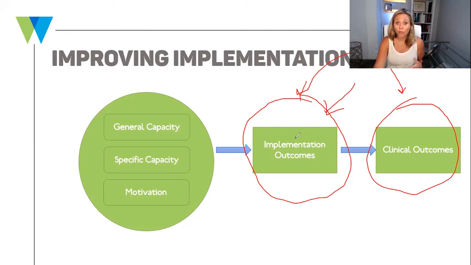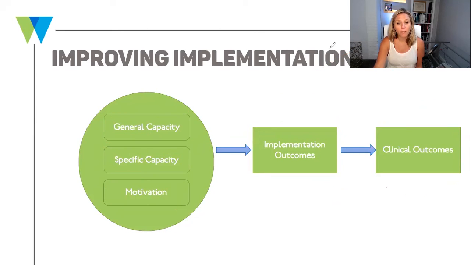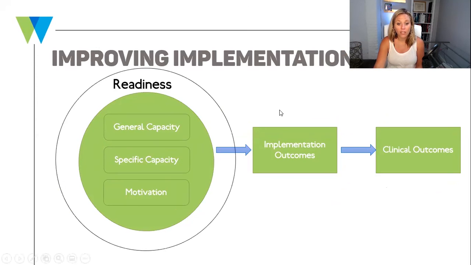Well, we know from implementation science that there are 3 reasons why implementation may not be going well. You might not have the general capacity, the overall functioning of your organization to do this well. You might not have the specific capacities to do the PA protocol, or you might not have the motivation. These are very specific things that we can work on and build so that you implement better, you implement with quality. We call this readiness, and it is module 2.